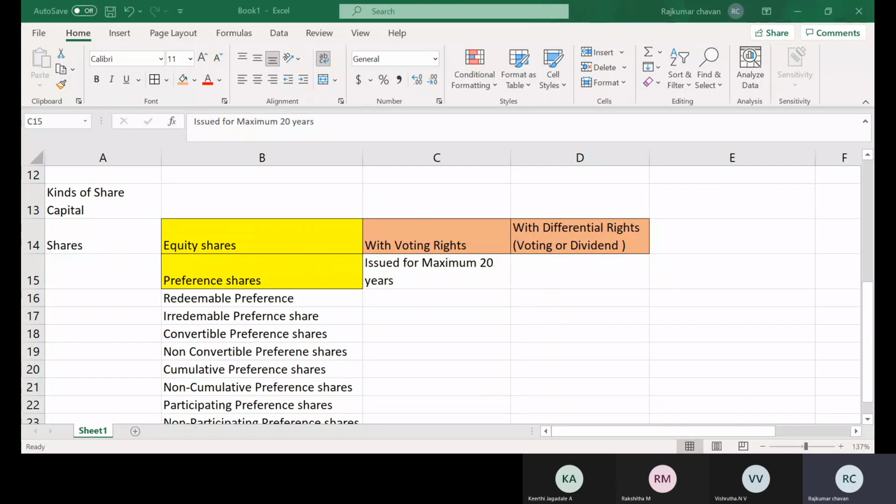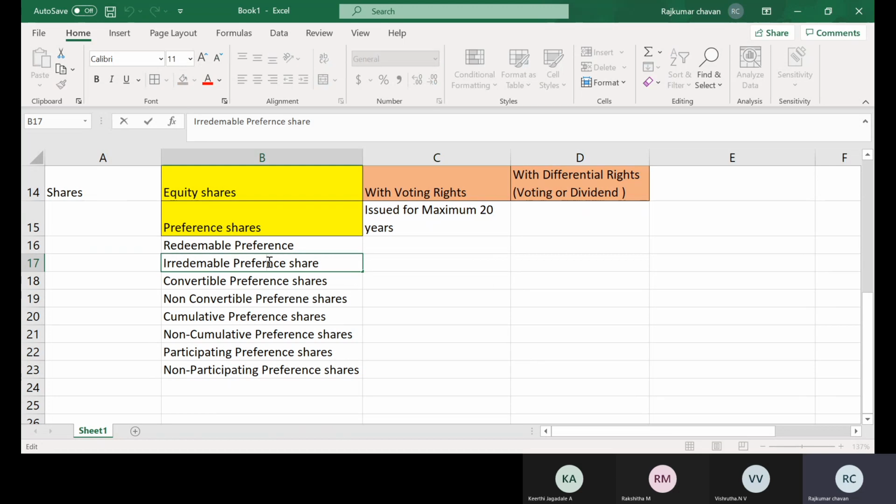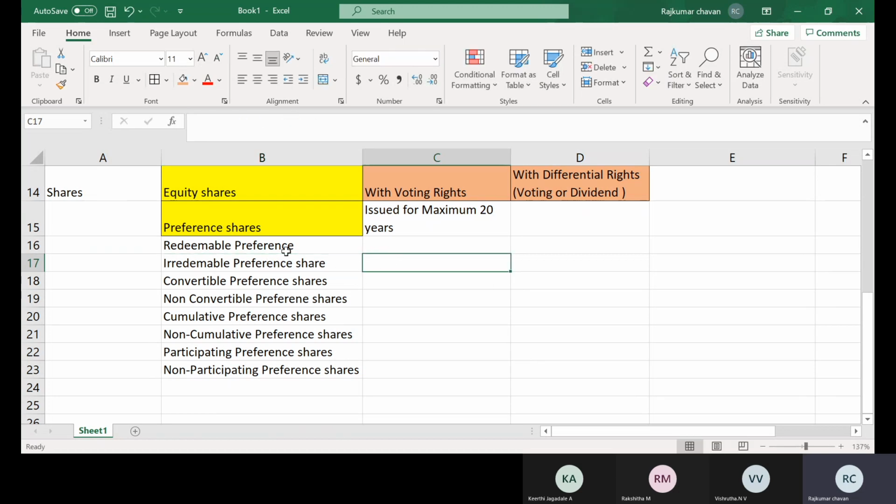Yes, sir. So redeemable means it can be redeemed within the 20 years. Irredeemable means the amount of the preference shares will not be redeemed. They may or may not get such kind of preference, but they get a regular dividend. Irredeemables won't get their capital back. Convertible preference shares can be converted into equity. Non-convertible ones are not convertible into equity shares.